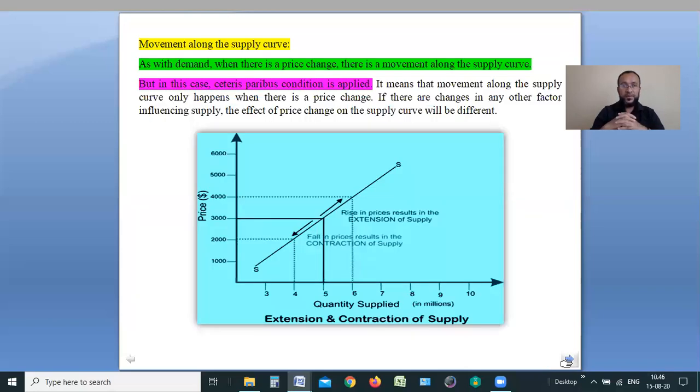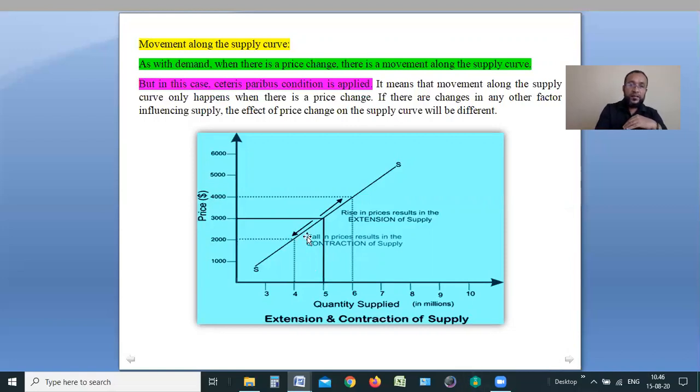Now come to movement along the supply curve. As with demand, when there is a price change, there is a movement along the supply curve. Like when there is a price change, there will be movement along the demand curve also. Here also the same. If price changes, there will be movement along the supply curve. But in this case, the ceteris paribus condition is applied once again. It means that movement along the supply curve will only happen when there is a price change. If there are changes in any other factor influencing supply, the effect of price change on the supply curve will be different. So this is the ceteris paribus condition. Here only price will change. Other factors that affect supply will remain unchanged. In this case, if price increases, supply will increase. If price decreases, supply will decrease.